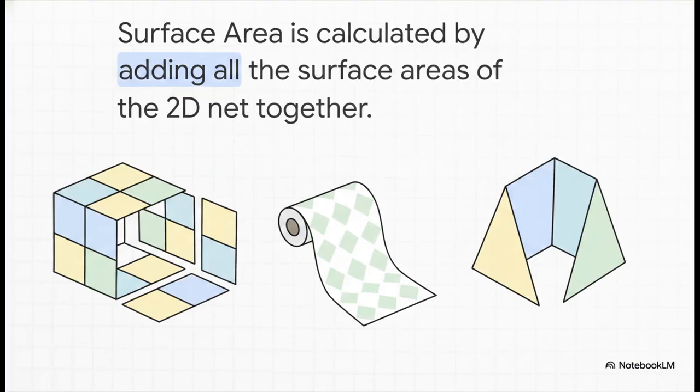Okay, here is the golden rule you really need to remember. Surface area is simply adding up all the surface areas of the 2D net together. That is literally it. If you've got a cube, you just find the area of one square and multiply it by 6, because, well, a cube's net is just 6 identical squares. Or if it's a prism, you find the area of that rectangular base, find the areas of the triangles on the ends, and just add them all up. Calculating surface area is exactly like figuring out how much wrapping paper you need to perfectly cover the outside of a box, with 0 overlaps and 0 gaps. You're just measuring each flat piece of that wrapping paper and adding them together.